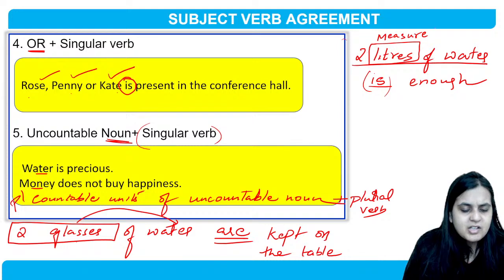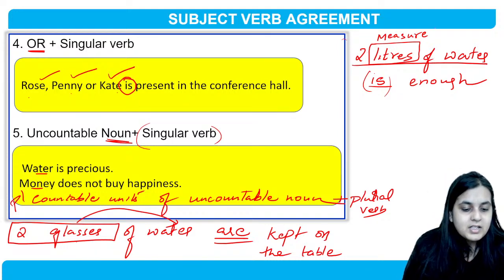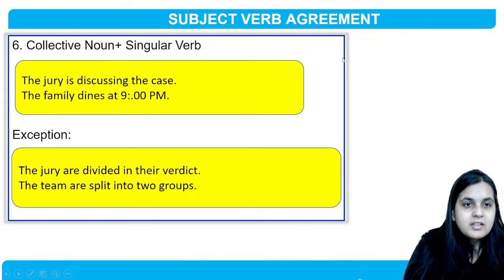Is, of course, is. Anyway, without a doubt is. Okay, clear? Next one. Collective nouns.